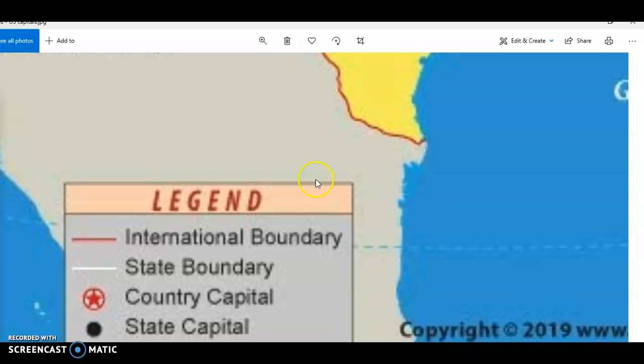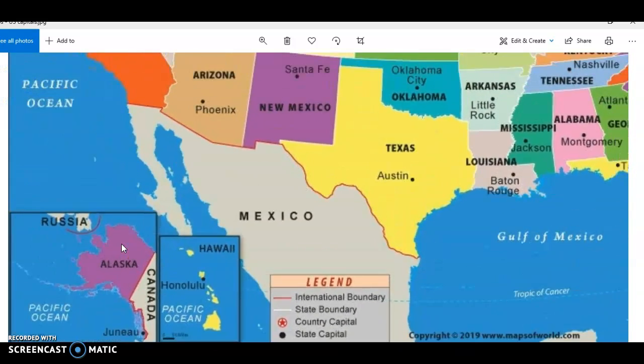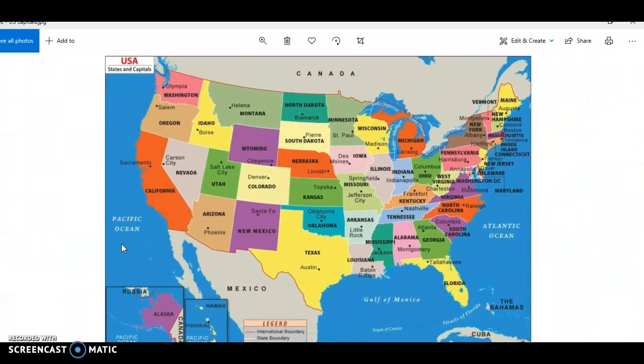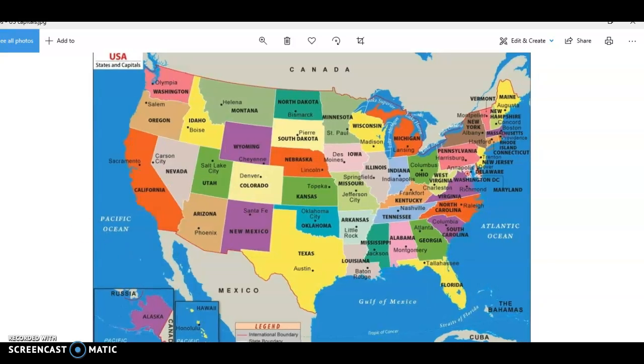Let's see if we can use our map legend to help us to find an international boundary, a red line. That means that's where another country begins. Are you able to see it? Ding, ding, ding. Here it is. International boundary. This is where the US stops and Mexico begins. Also at the top here, red line means international boundary. This is where the US stops and Canada begins.